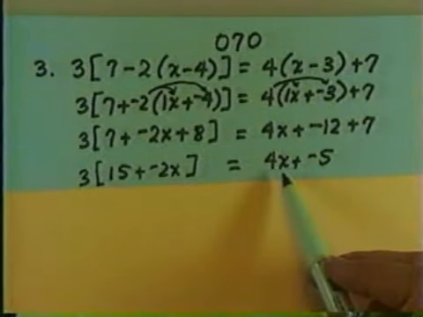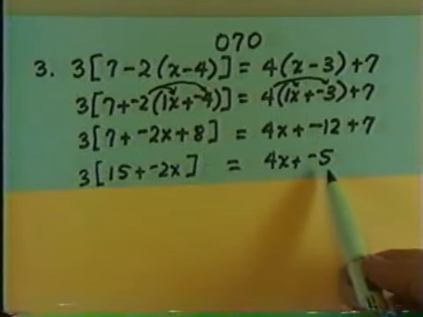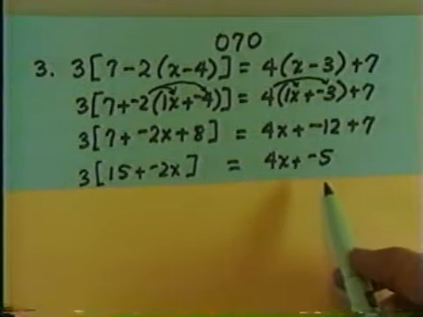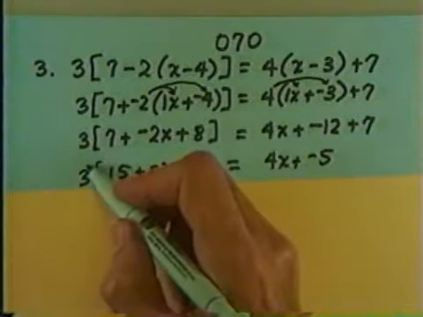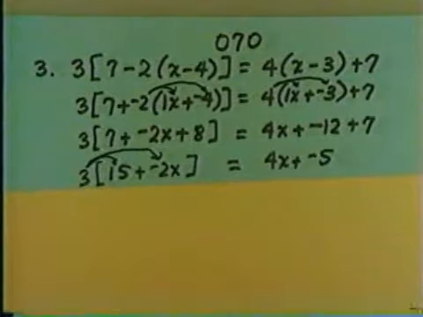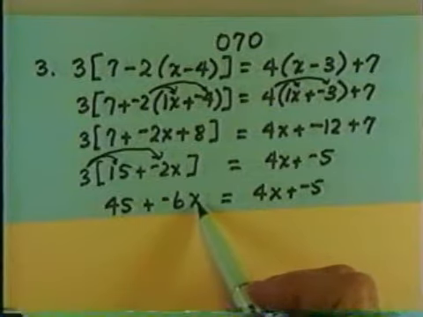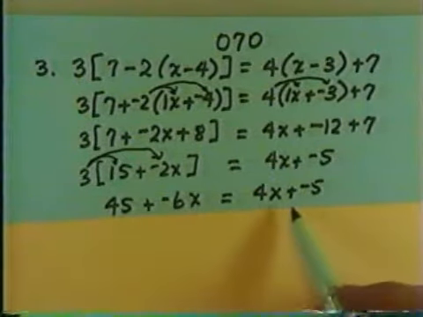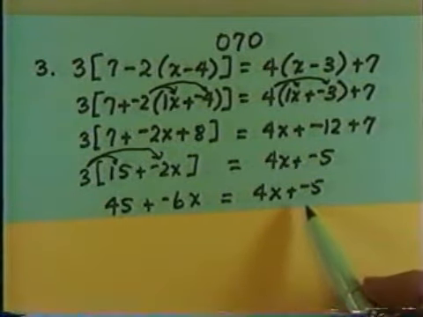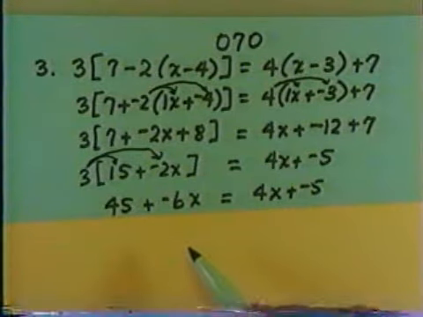The right-hand side now has been simplified as much as it can be. On the right-hand side, we have 4x add negative 5. We have a variable term and a constant term. The left-hand side has one more step to go. We must distribute this 3 into the brackets and get 3 times 15, 45, plus 3 times negative 2x, negative 6x. The right-hand side is copied. So our two sides have been simplified as much as they can be.